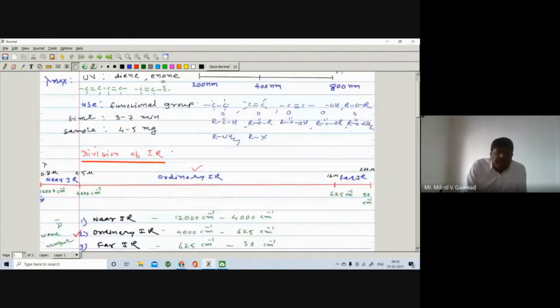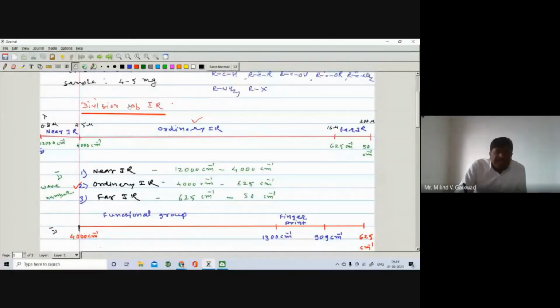This part is important: division of IR. IR is divided into three parts: near IR, ordinary IR, and far IR. From the organic point of view, ordinary IR is very important. We are using the scale of lambda 0.8 micron to 16 micron or 200 micron, so from left to right it increases. But the wave number is the reciprocal of lambda, so it decreases from left to right. We are interested only in the ordinary IR.